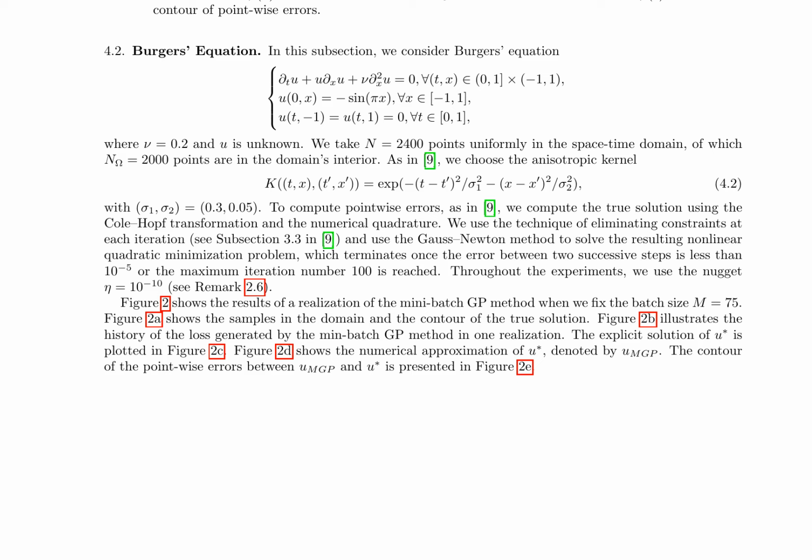The authors use the technique of eliminating constraints at each iteration and the Gauss-Newton method to solve the resulting nonlinear quadratic minimization problem. Throughout the experiments, the nugget eta equals 10 is used. The results demonstrate the effectiveness of the mini-batch GP method in approximating the true solution of the Burger's equation.